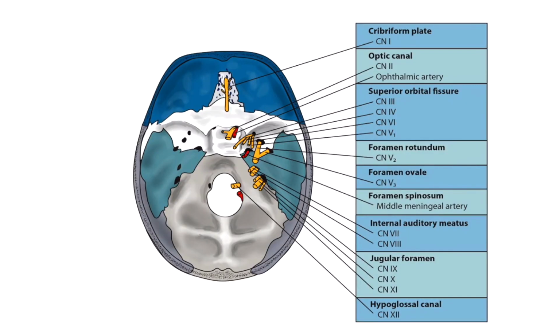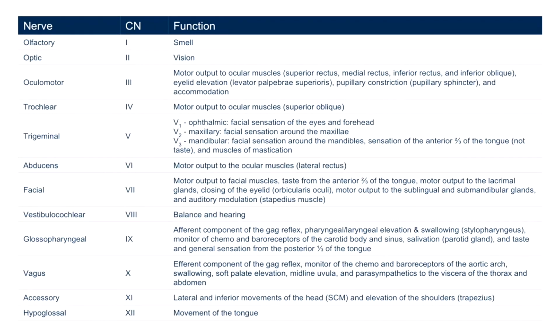Here we have figure 8.23, and we can see that cranial nerves 9, 10, and 11 traverse the jugular foramen, this region right here. From table 8.1, we can see that the patient would experience many symptoms, specifically any symptom associated with damage to cranial nerves 9, 10, and 11.